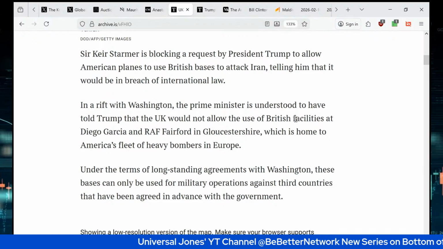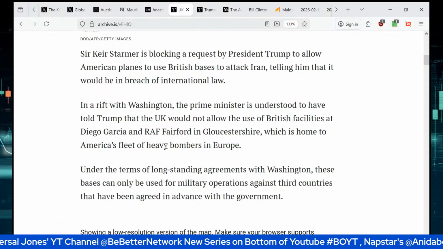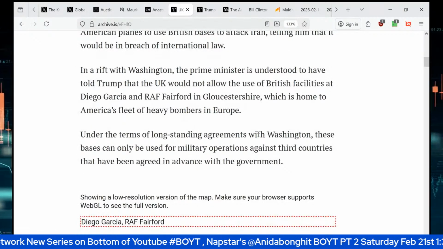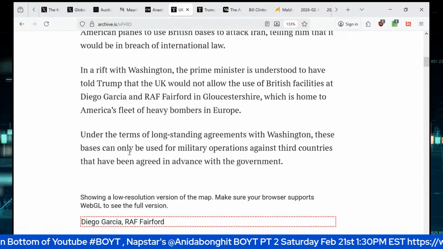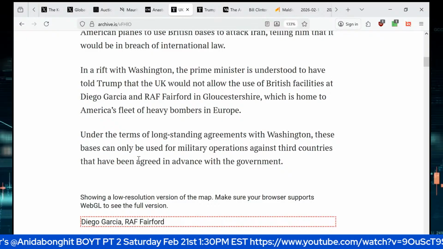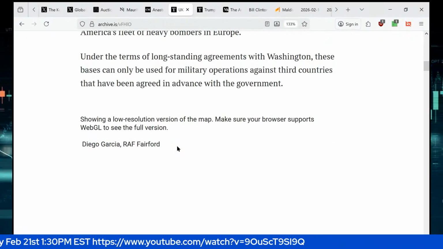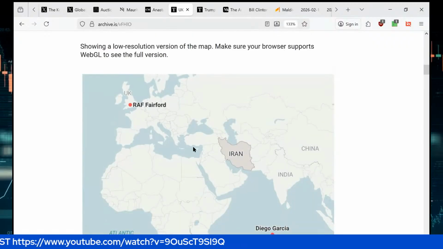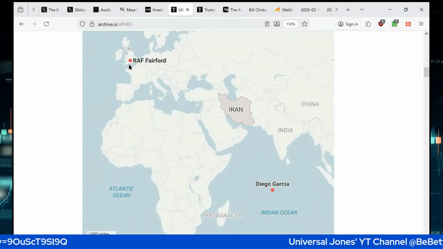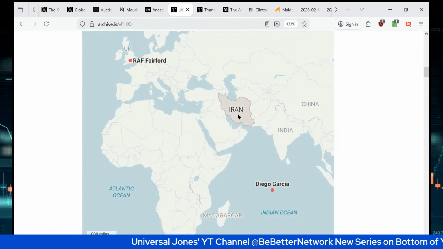So it's Gloucester, whatever. Which is home to America's fleet of heavy bombers in Europe. Under the terms of long-standing agreements with Washington, these bases can only be used for military operations against third countries that have been agreed in advance with the government, the UK government, the parliament, essentially. Okay. So right here, we got Diego Garcia, and Gloucester, and Iran in the middle. All right, there we go.